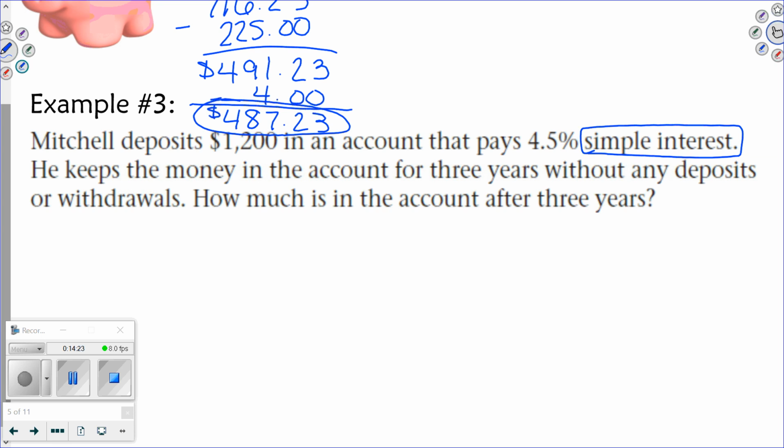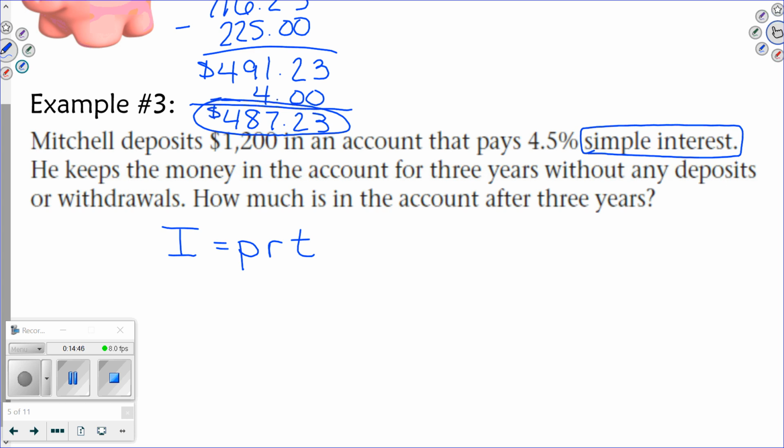And people mess this up all the time. If it says simple interest, you will use the formula that says simple interest. It's the only time you use that formula. If it actually says simple interest. All right, so the formula was I equals PRT. So interest, principal, rate as a decimal, and time in years.